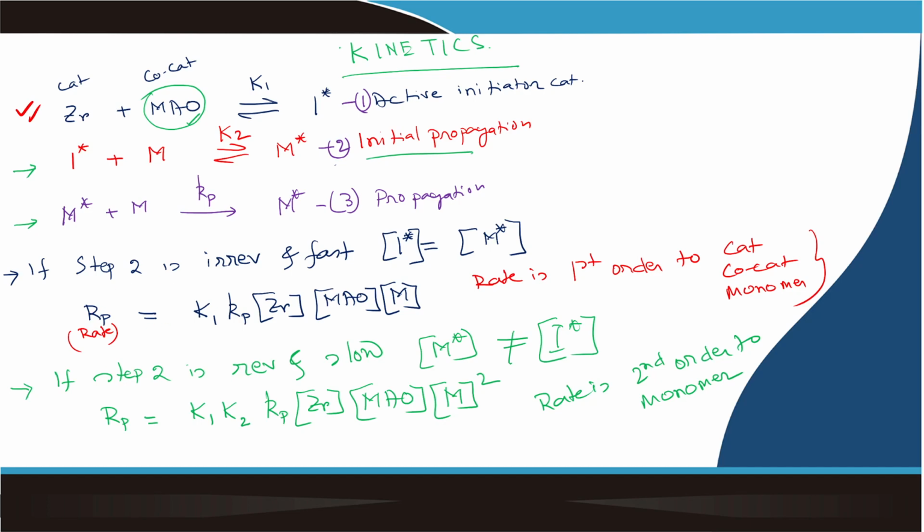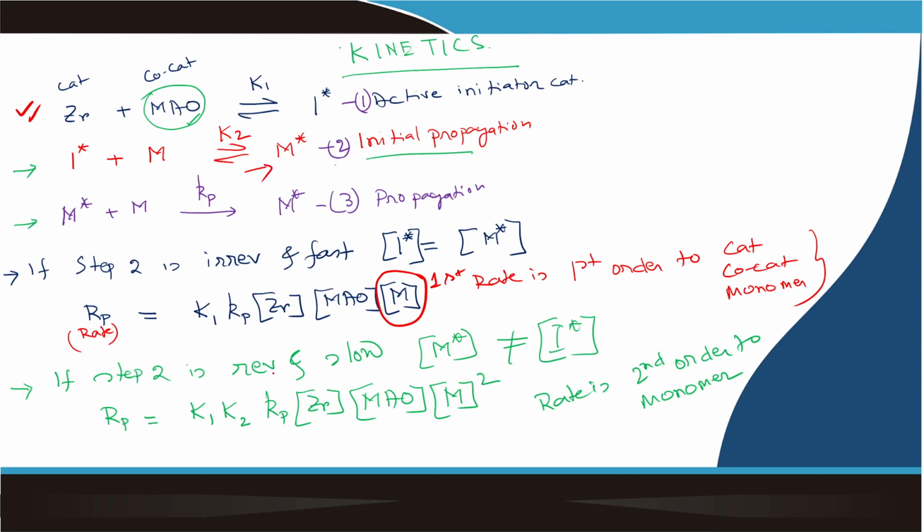For the second step, if it is reversible and fast, you can say that I-star and M-star are equal in concentration because it's fast, and the rate would be in this kind of fashion. So in this case, with respect to monomer, it is faster. With the normal way you define that rate, you can end up with this particular equation.